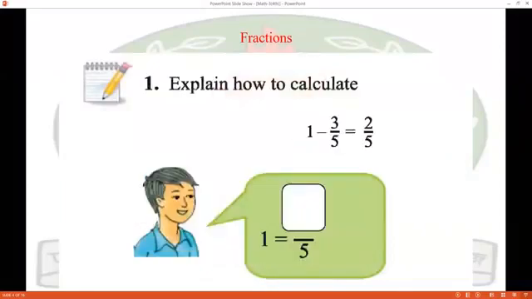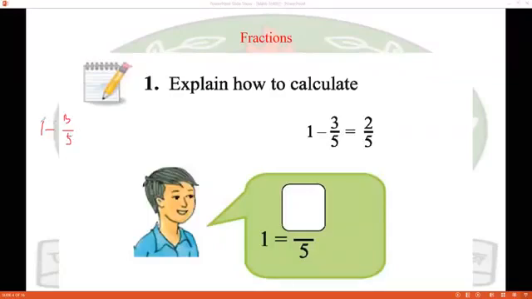Explain how to calculate. We have to subtract 3 by 5 from 1. We can calculate in two ways. In the first, you see the general way: 1 minus 3 by 5.